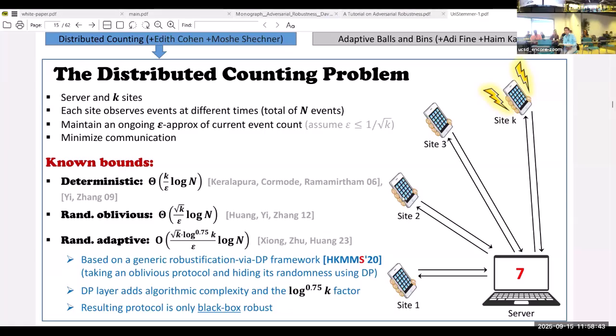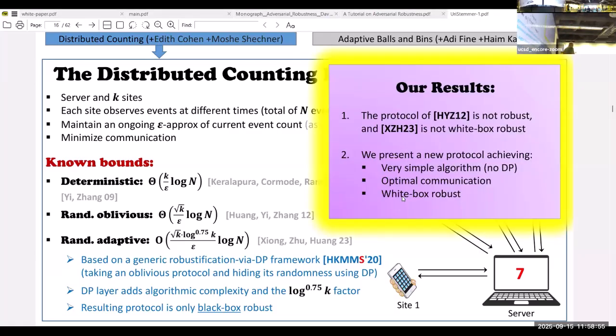Okay, so these are the three shortcomings of this solution: a somewhat complex algorithmic solution, an extra polylog in the communication complexity, and only black box robustness. What we show first is easy to show, but it needs to be done. We show that this original randomized protocol is indeed not robust. If the adversary sends the updates to the sites based on the outcome of the server, then this protocol breaks. The adversary can fool this protocol.